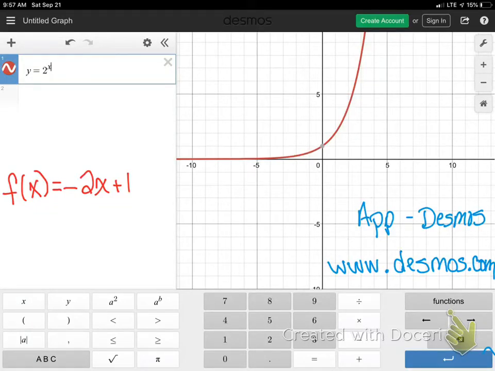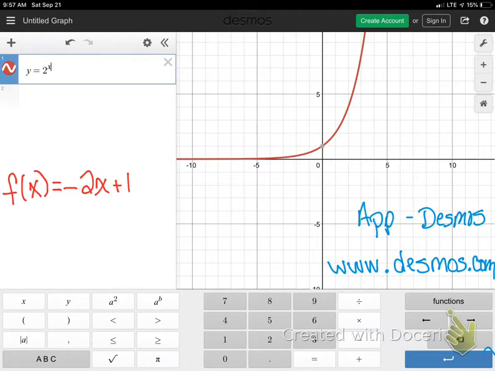Okay, class, in this video I'm going to focus on transformations of exponential functions, and specifically the domain and range after we do the transformations. And I want to remind you that I am using the app Desmos.